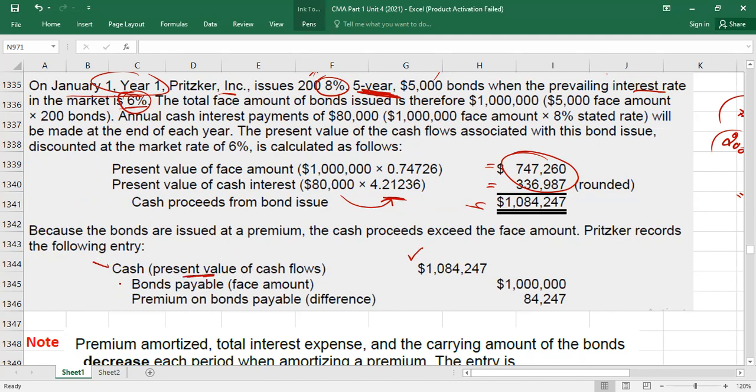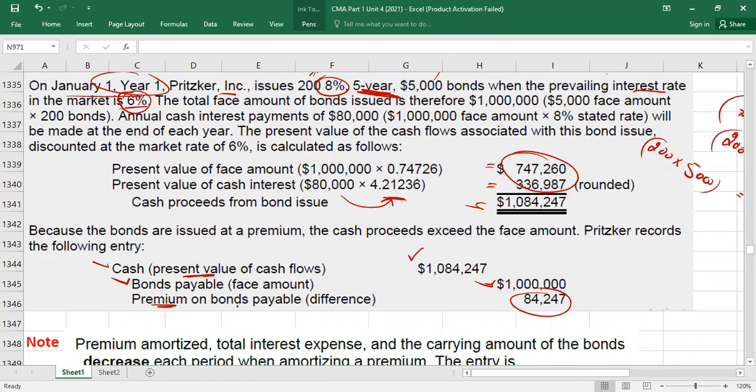And you will credit what? Bonds payable, always with the face value. How did you get the face value? 200 bonds, and 5,000 for each bond. This is 1 million. The difference is coming on which side? On the credit side. What is it? It's the amount of premium. Understood? This is the initial entry. Now ready for amortization?